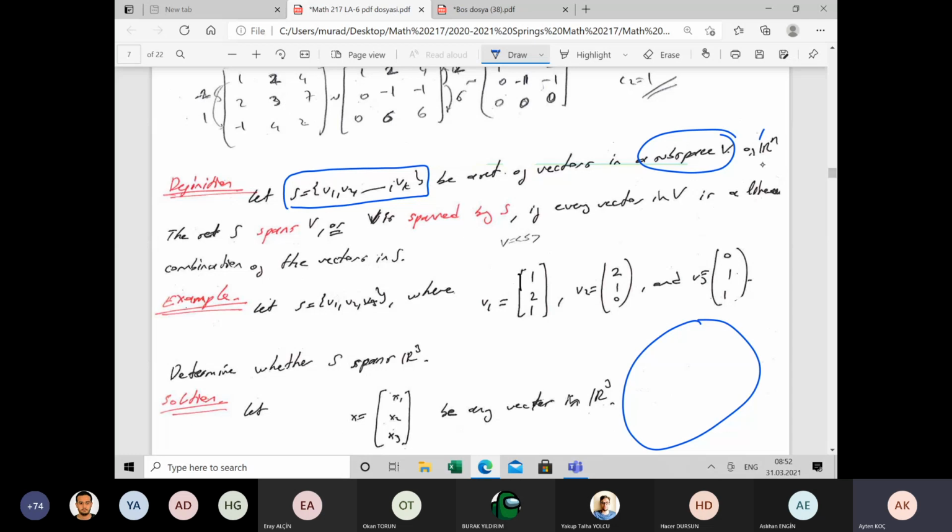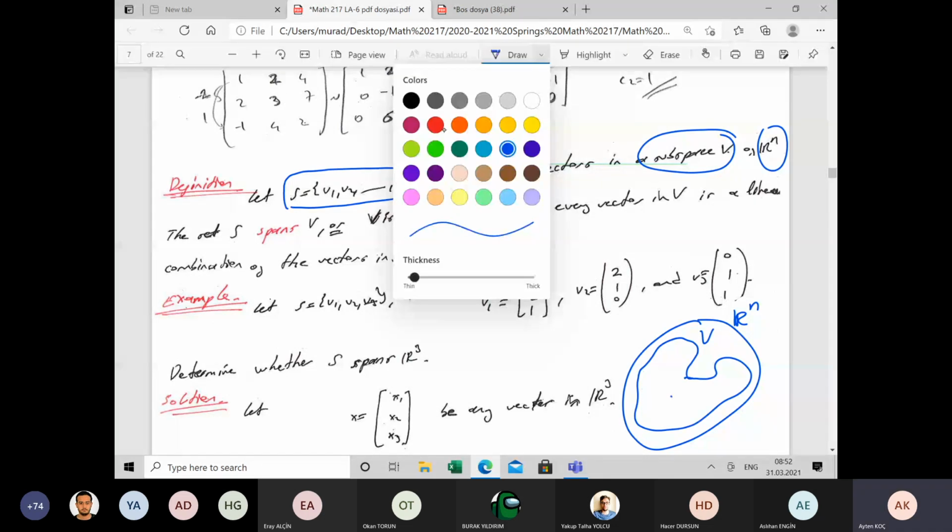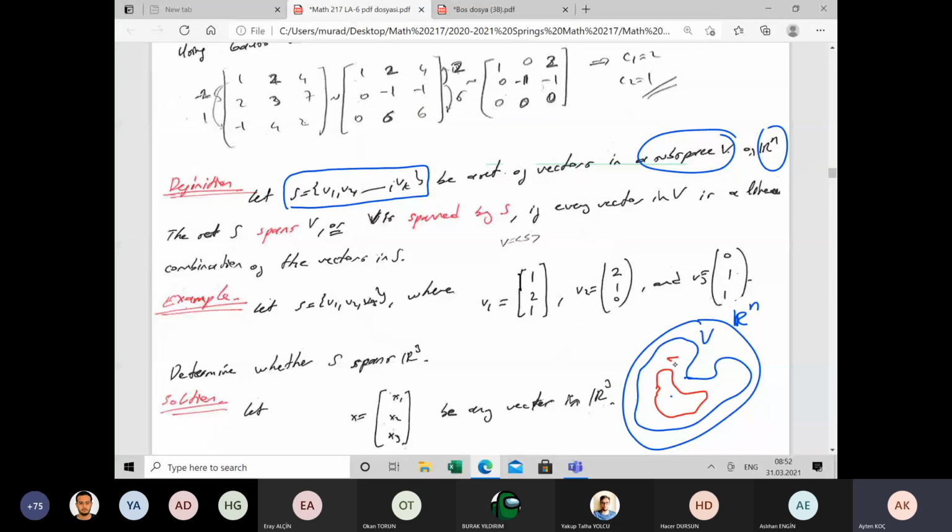Our subspace, for example, this one. V is a subspace. And take this set. This set is a set of vectors in the subspace, and it means it's a subset of V. And take this one, different. This one is S, and this one contains v1 up to the vector vk.